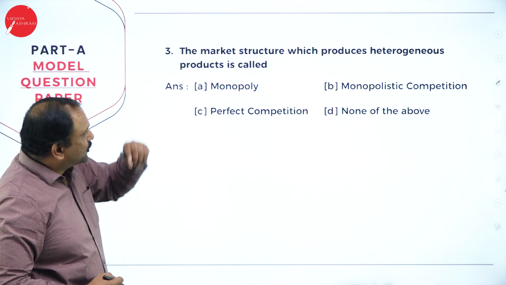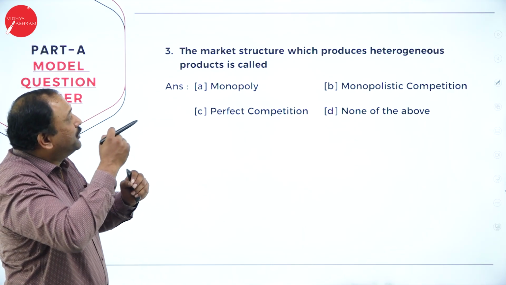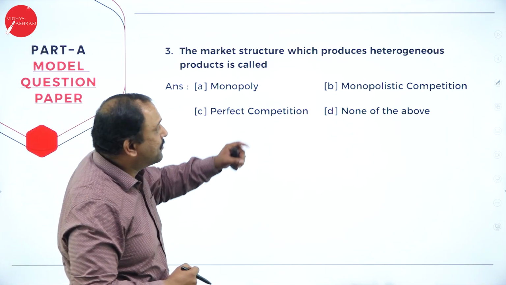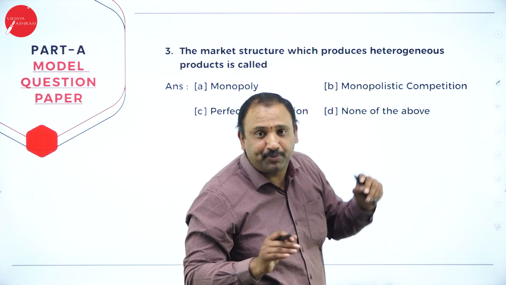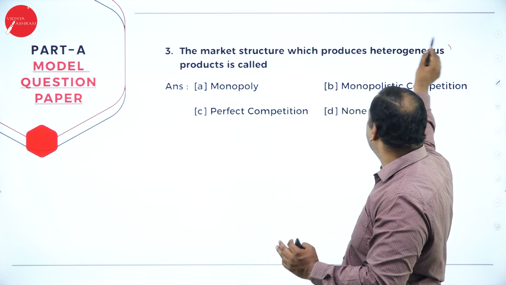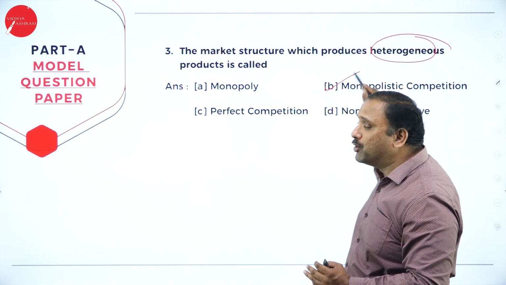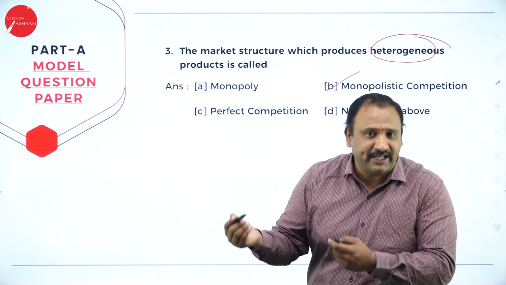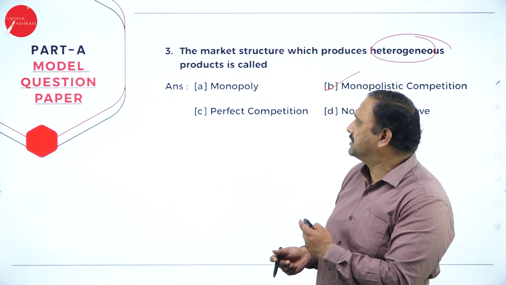Followed by the third question, the market structure which produces heterogeneous product. The keyword that you have to keep in your mind is heterogeneous, which means it's not one kind of product, but multiple kinds of products that we are talking about. So the answer would be monopolistic. Just keep this in mind. But anyway, this chapter is now getting out of the syllabus, so no need to worry much about it.